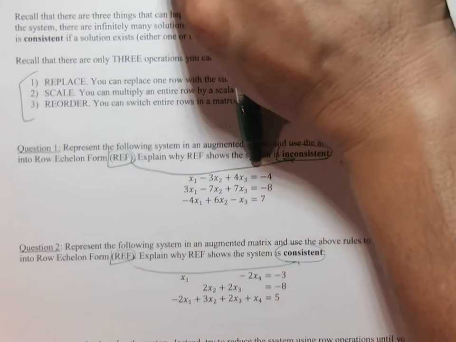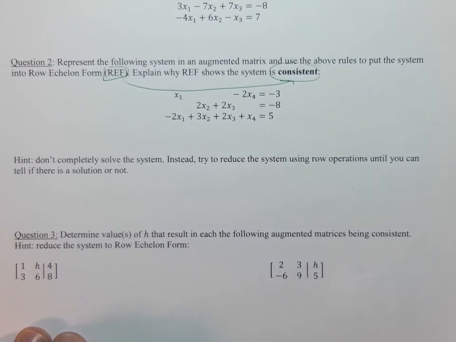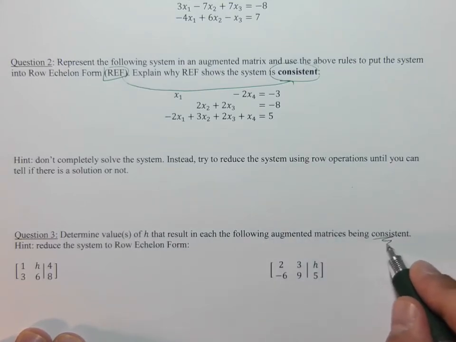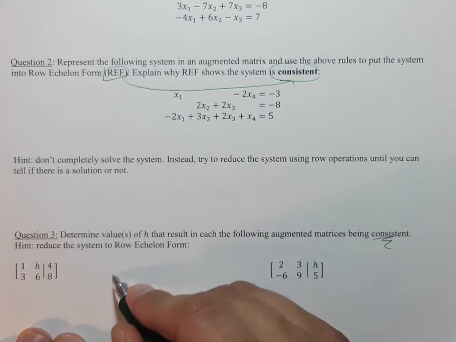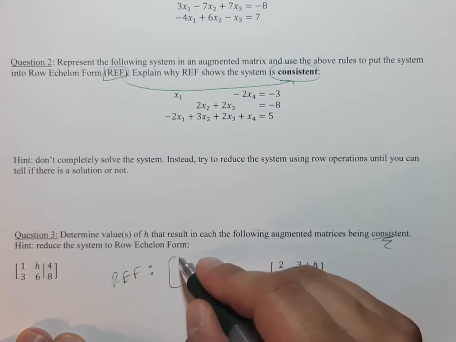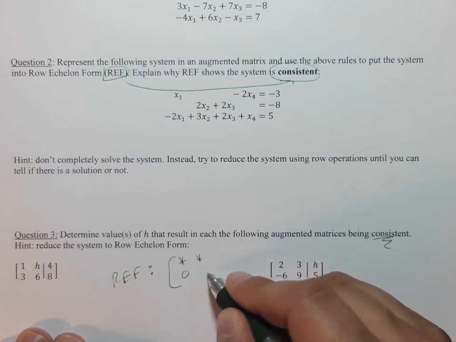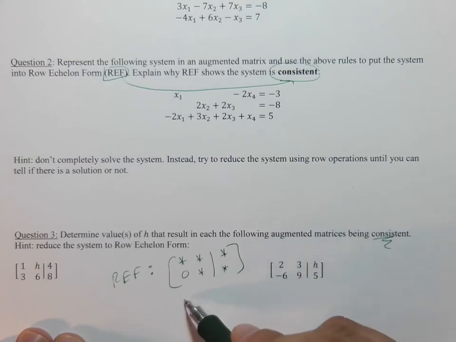And then the last question. This is a very common homework type question. I put questions like these on tests and things. It says, determine the values of h that result in each one of these things being consistent. Hint: reduce it. These are just 2 by 2s, and if we put these things in row echelon form, it just looks like this. In other words, just putting a 0 right there puts it in echelon form.